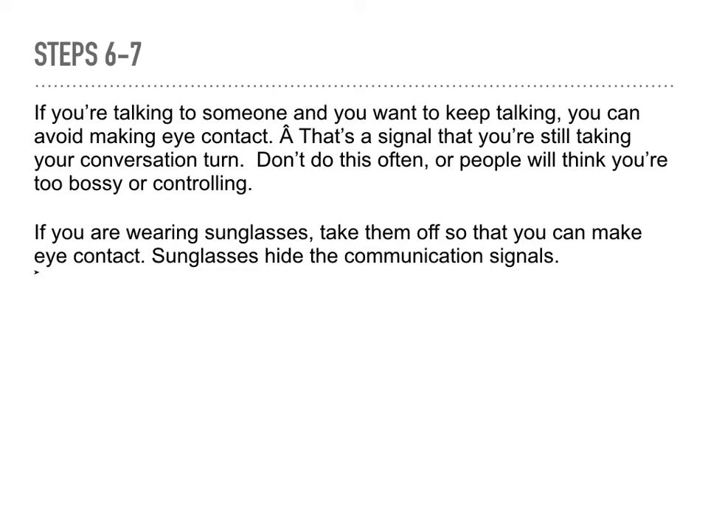Steps 6 and 7: if you're talking to someone and you want to keep talking, you avoid making eye contact. That's a signal that you're still talking, or you're still taking your conversation turn. Don't do this often or people think you're too bossy or controlling. And that's a big thing: when you dictate conversations, whether it's through gestures or through how you're talking to someone, that's another way of forming bad habits.